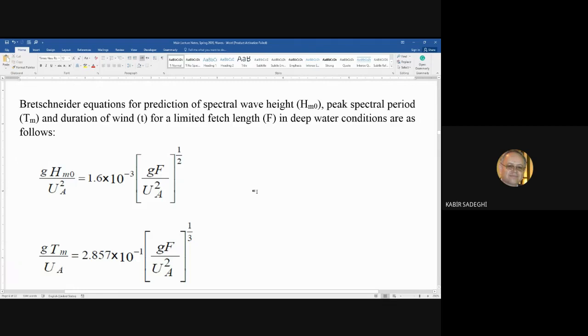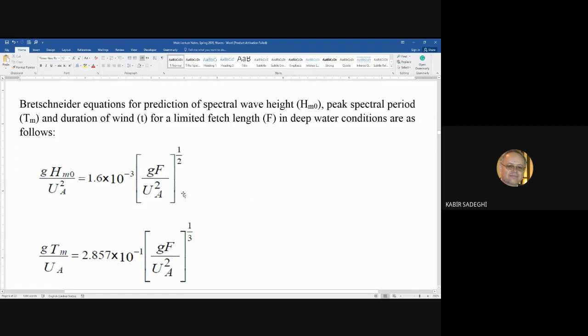If you see the equations at a glance, you see that this is, for example, deep water. Why? You cannot see any D there. There's no water depth here. The role of water depth is zero here. It means that the wave will not touch the seabed.